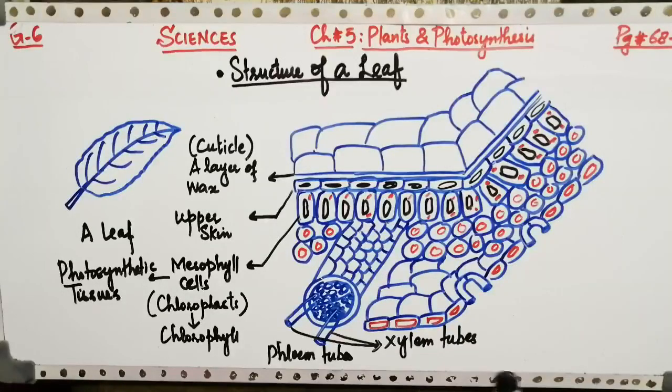Basically, during the process of photosynthesis, plants need water, and that water is supplied to the leaf by these tubes called xylem tubes. And inside the leaf, when food is prepared, phloem tubes are responsible for transporting that food from the leaves to the other parts of the plant.